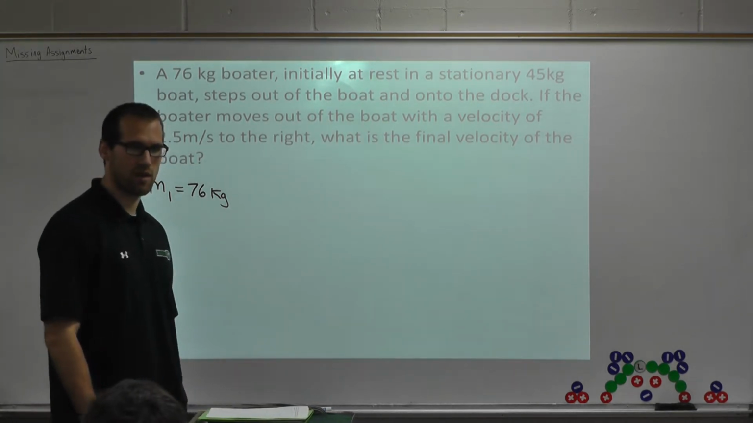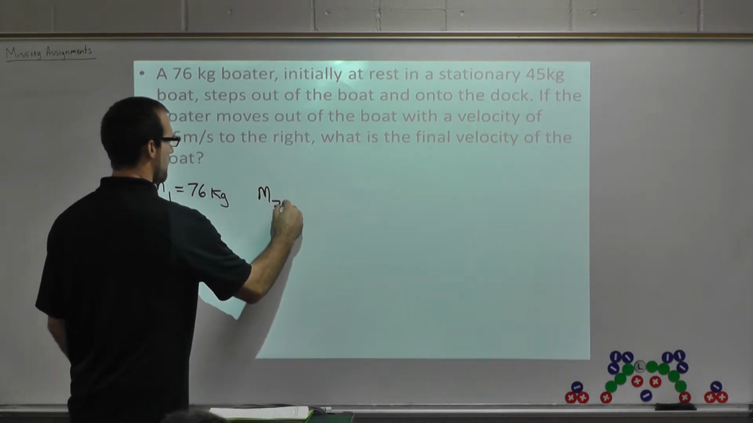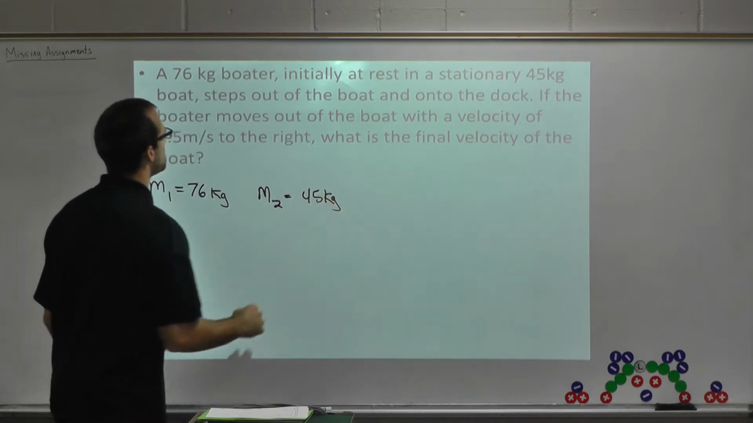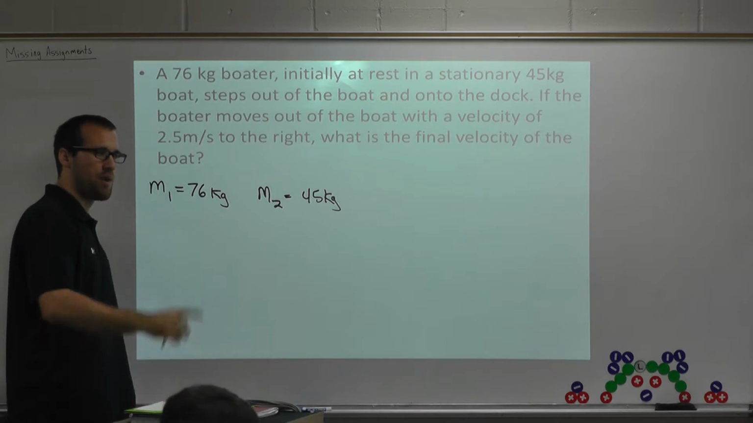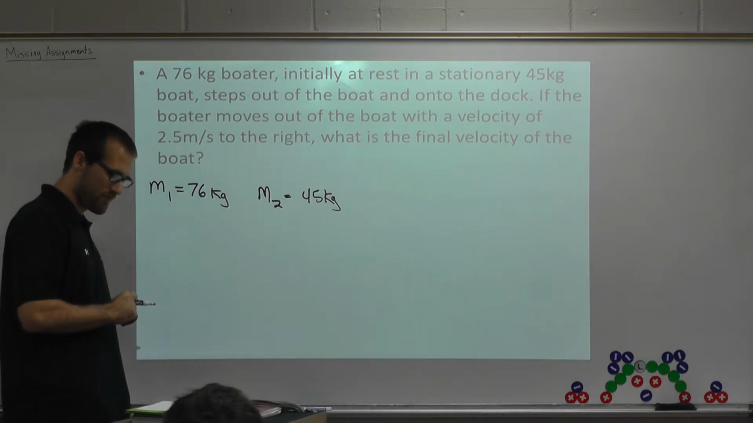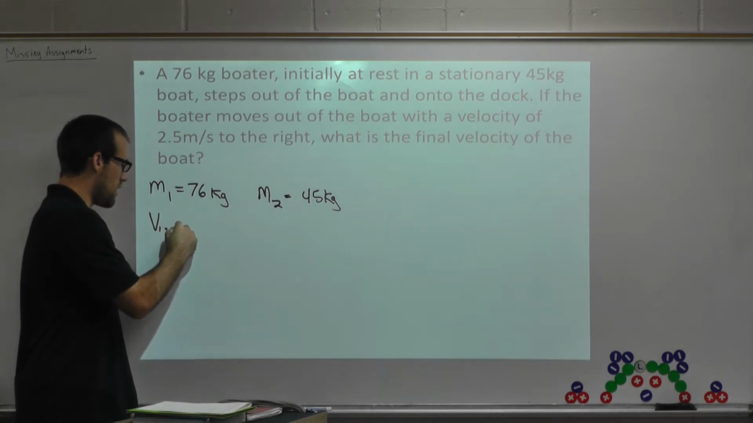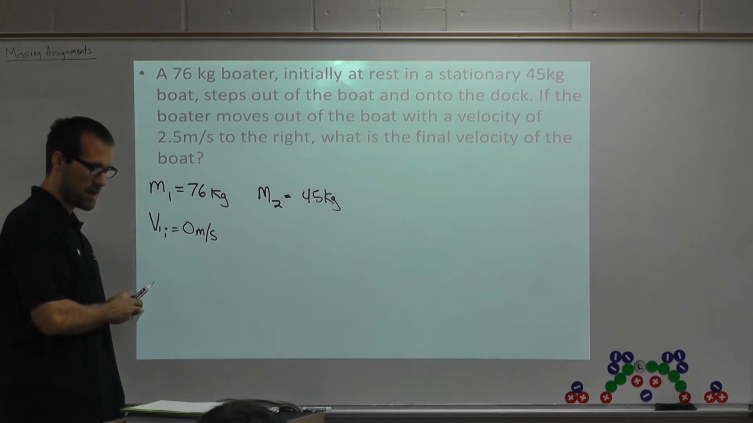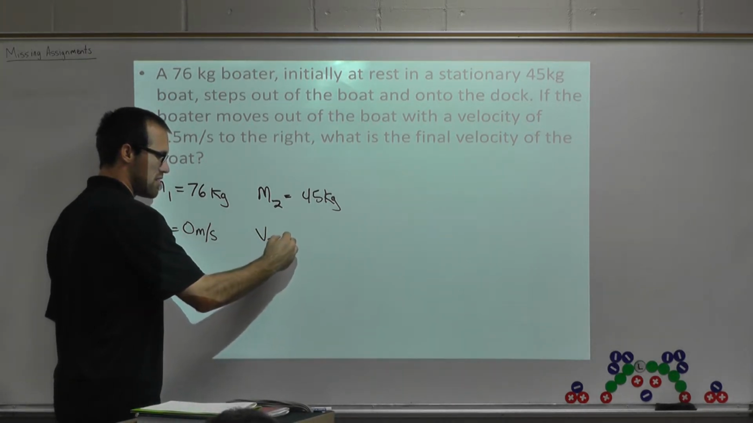M2 is 45 kilograms. A 76 kilogram boater initially at rest. Okay, what else do we know? V1I is 0. Why is V1I 0? Because it's initially at rest. Okay, so does that mean V2I is also 0?